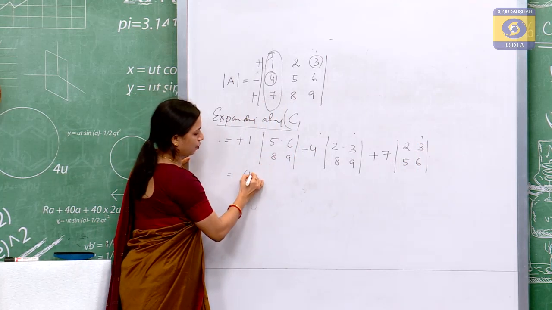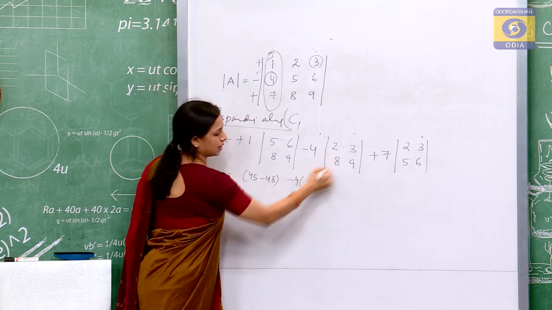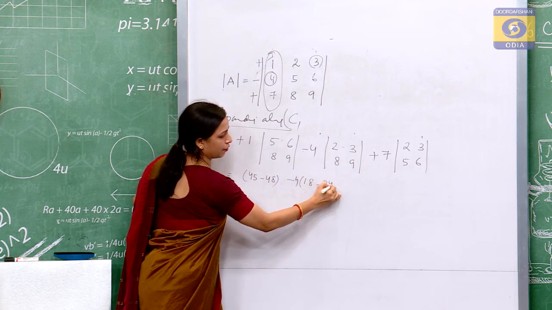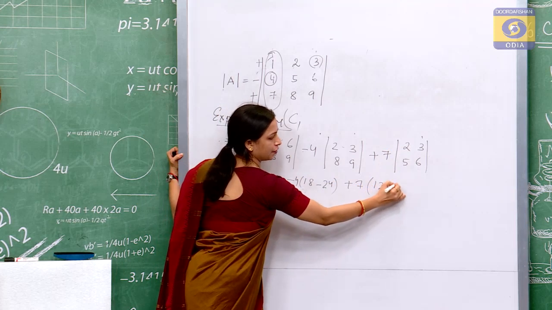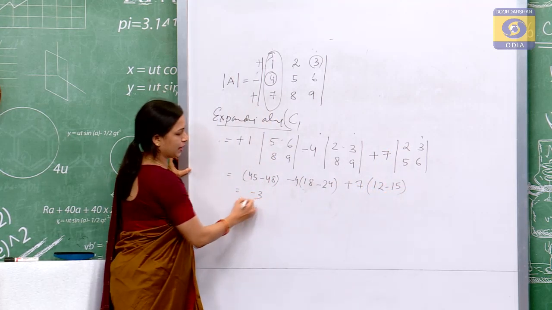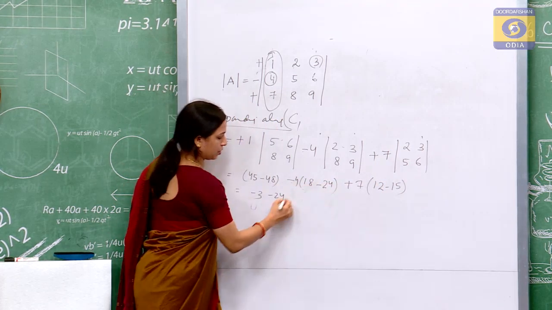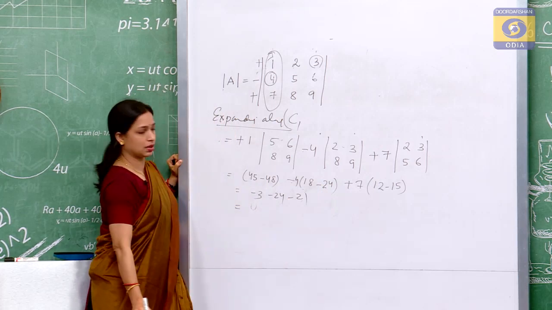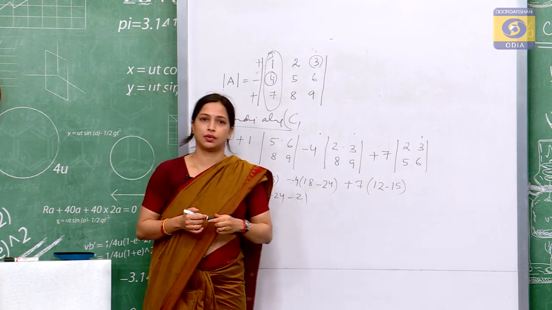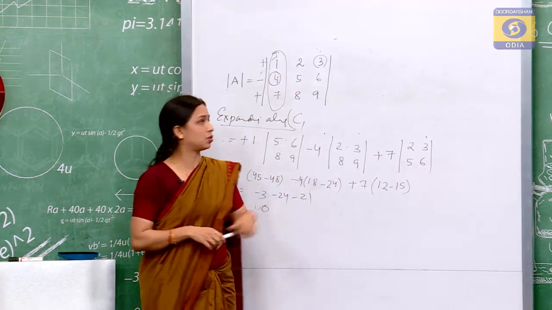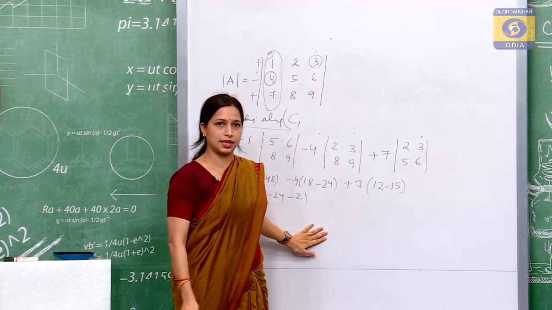So, we get 45 minus 48, this is 18 minus 24 plus this is 12 minus 15. So, we get minus 3, minus 4 into minus 6 is minus 24, this 7 into minus 3 is minus 21. So, what is the resultant answer? The resultant is 0 again. So, that is the value of the determinant. So, whether we expand it along R1 or column 1, the resultant will be the same.